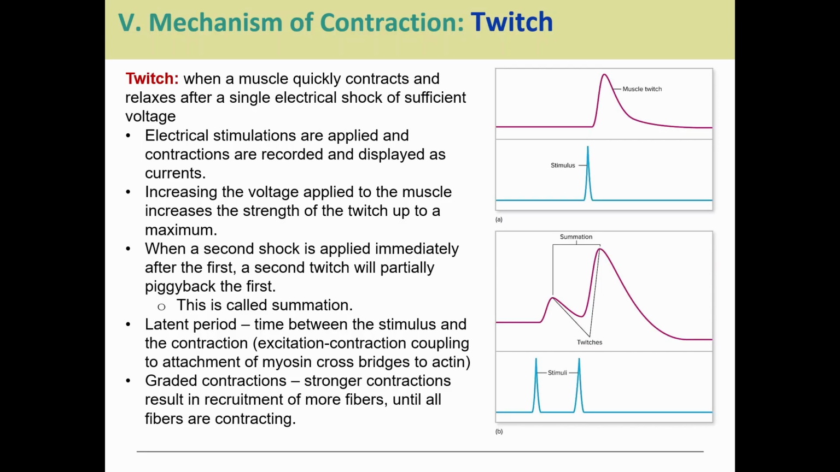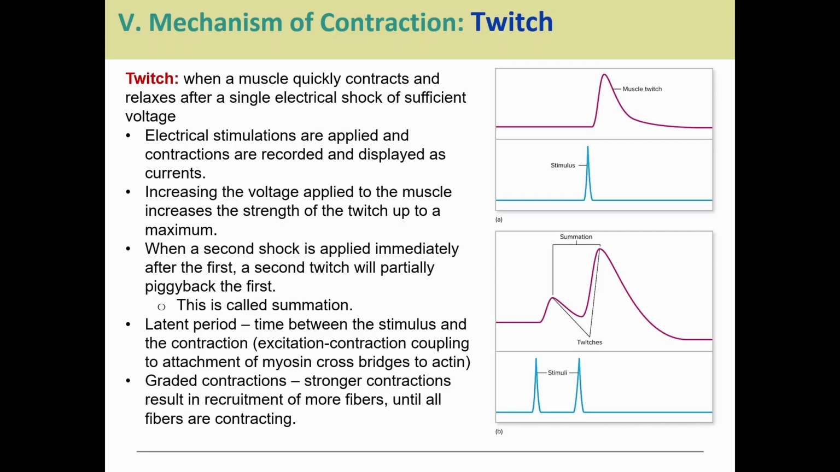So, twitch, remember, this is like a single action potential, a single electrical shock. We can do this with stimulations, we can do this ourselves. We can apply a slight charge to something and cause this to happen, but this is that single action potential that causes a muscle to very quickly contract and relax, right? Because we reached that threshold, right?